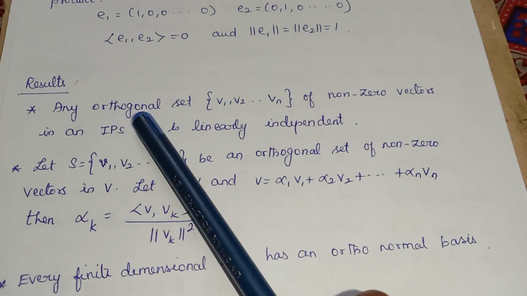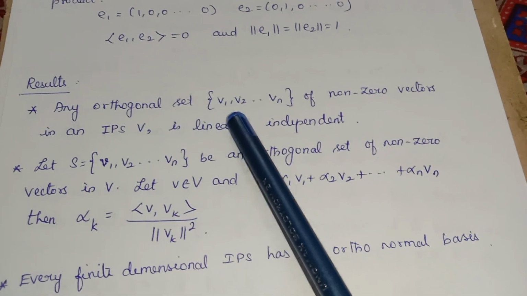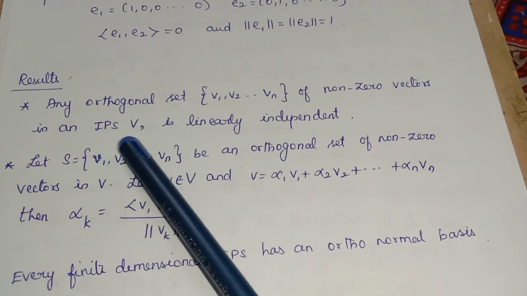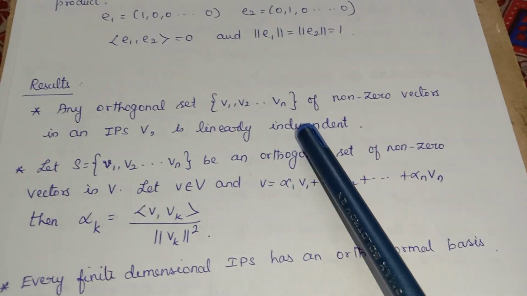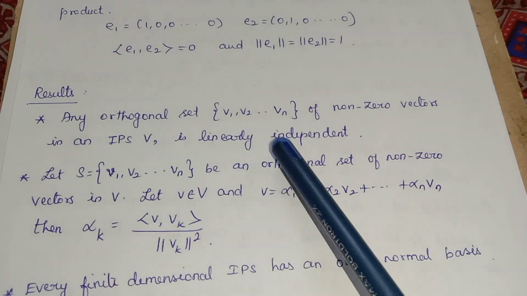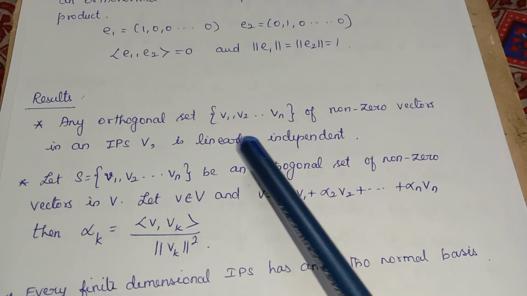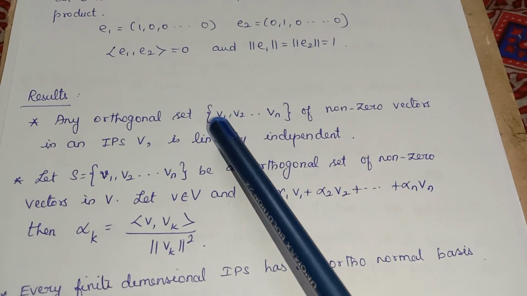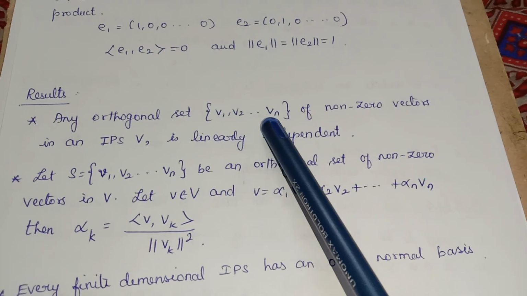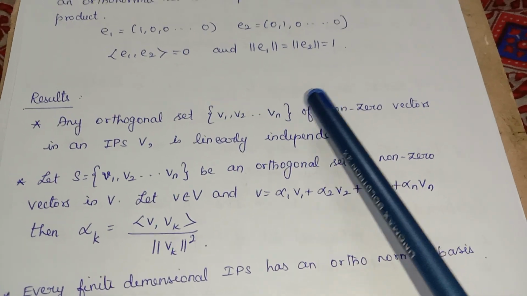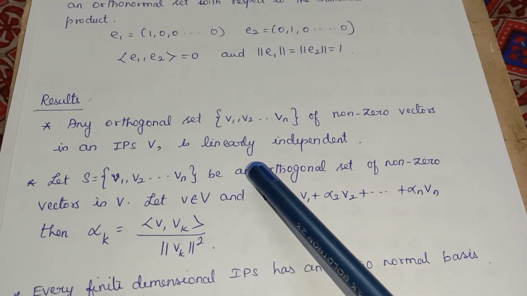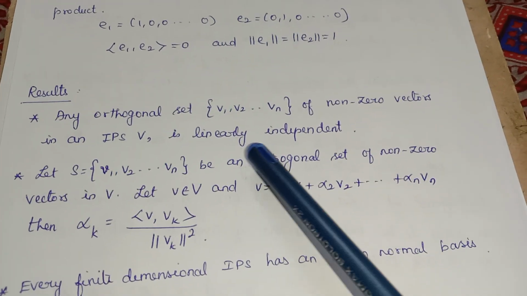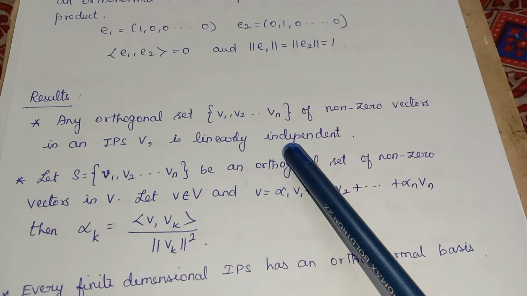Suppose we have an orthogonal set v1, v2, up to vn in an inner product space; then that set will be linearly independent. You know what linearly independent is: if you write the linear combination alpha 1 v1 plus alpha 2 v2 plus up to alpha n vn equal to 0, then each of the scalars alpha 1, alpha 2, up to alpha n must be equal to 0. That is the definition of linearly independent.